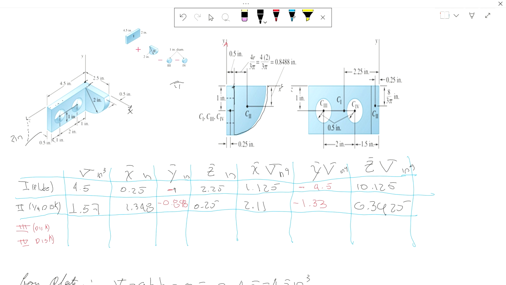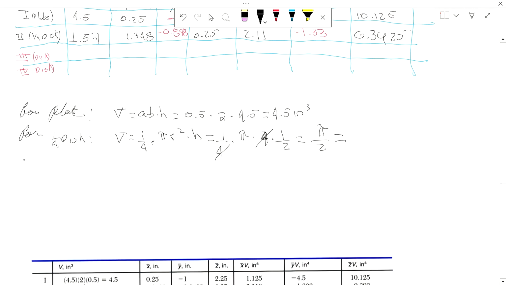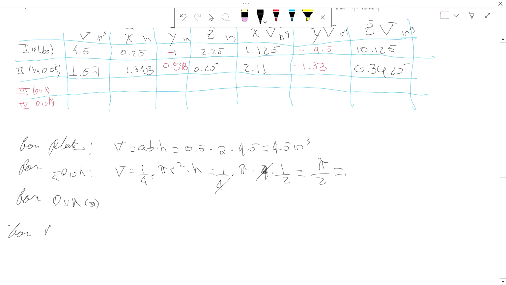Okay, and then here we have the volume of object 3 and 4, which we are subtracting. It's not that we have negative volumes, it's that we're going to subtract the volume. So the volume of that disk is, let's go ahead and do this, for disk 3 and for disk 4.